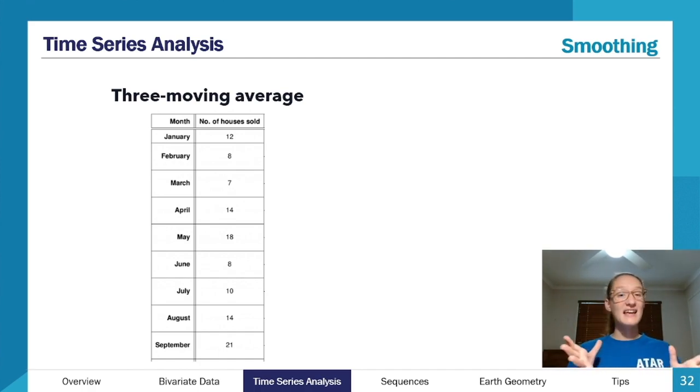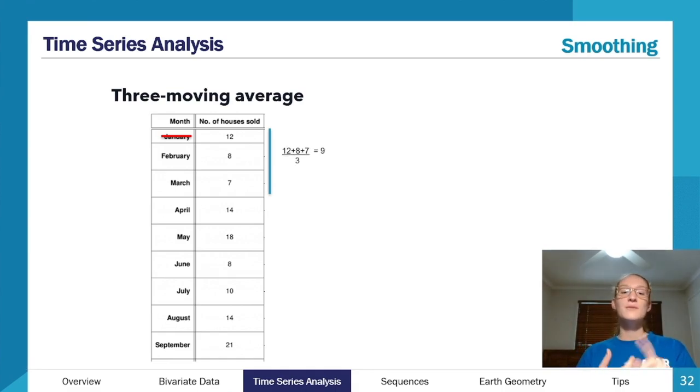So we actually can't take the 3 mean smoothed value for January, because we'd need to take the point for January, the point before, and the point after. But we don't have a point before January, so January is off the table. But we can do February by taking the value for February, the value for January, and the value for March, adding them together, 12, 8, 7, which gives us 27, which we divide by 3, because that's the number of values we've taken, and that gives us 9. So our 3 mean smoothed value for February is 9.